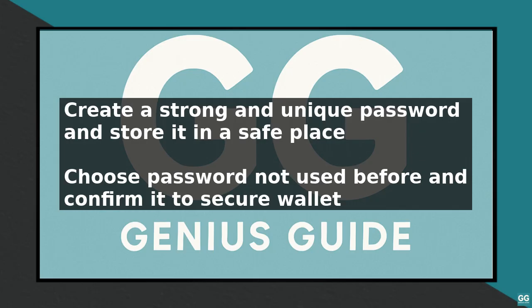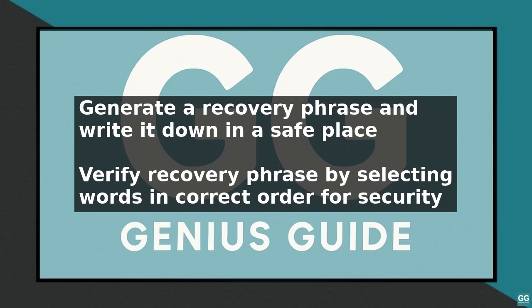After you have written down the recovery phrase, the app will prompt you to verify it by selecting the words in the correct order. This is a security measure to ensure that you have correctly written down the recovery phrase. Once you have verified the recovery phrase, your wallet will be set up and you will be taken to the main dashboard. From here, you can view your account balance, send and receive cryptocurrency, and manage your wallet settings.